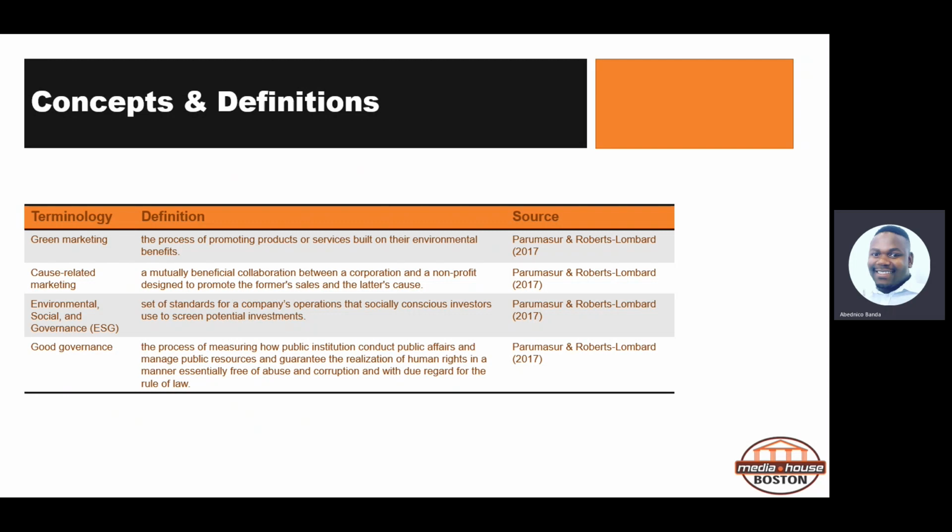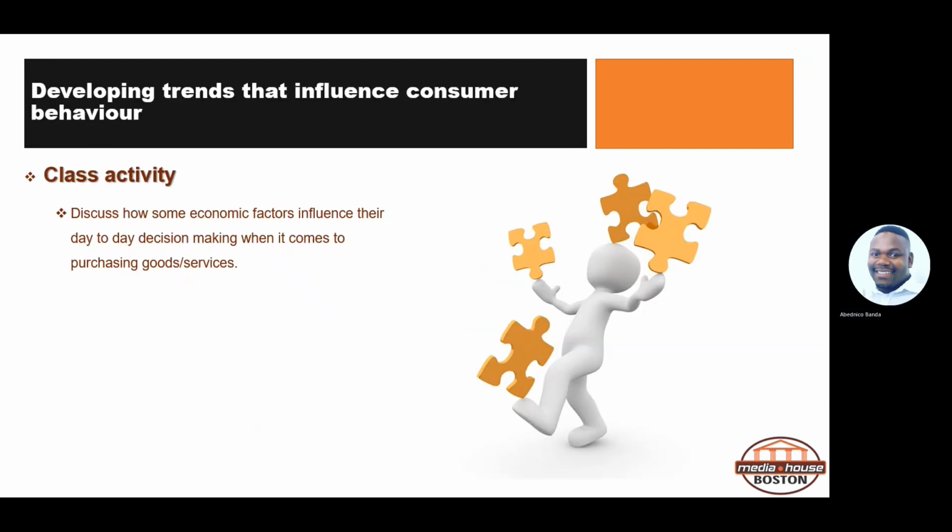You are going to come across the concept of green marketing, cause-related marketing, as well as ESG. ESG has been an emerging area of concern for governments across organizations. Then you are going to look at good governance, of course.